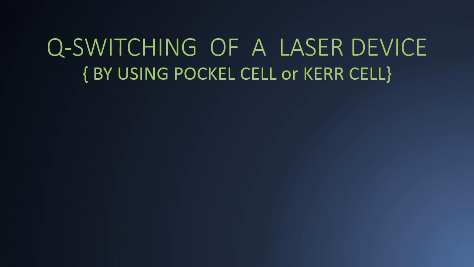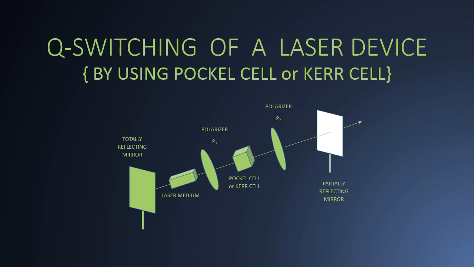For example, potassium dihydrogen phosphate, now commonly known as KDP, can be taken as Pockels cell and nitrobenzene can be taken as Kerr cell. The property of birefringent material is that the incident ray of light is separated into two polarized rays of light. One is called ordinary ray and the other is called extraordinary ray. The arrangement for Q switching of laser using Pockels cell or a Kerr cell is shown in this slide.